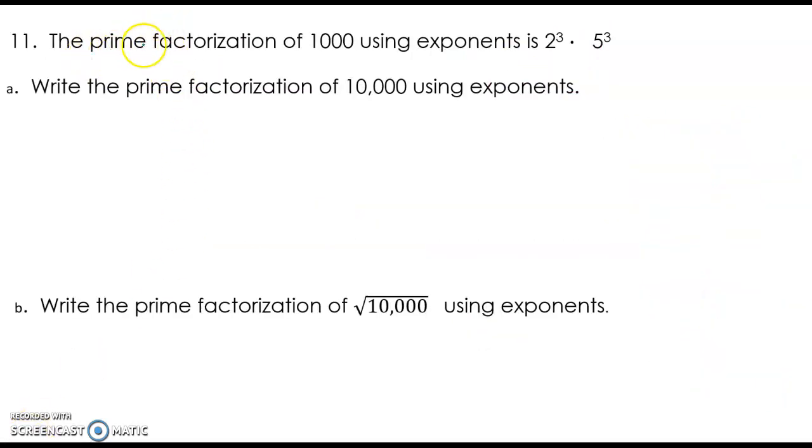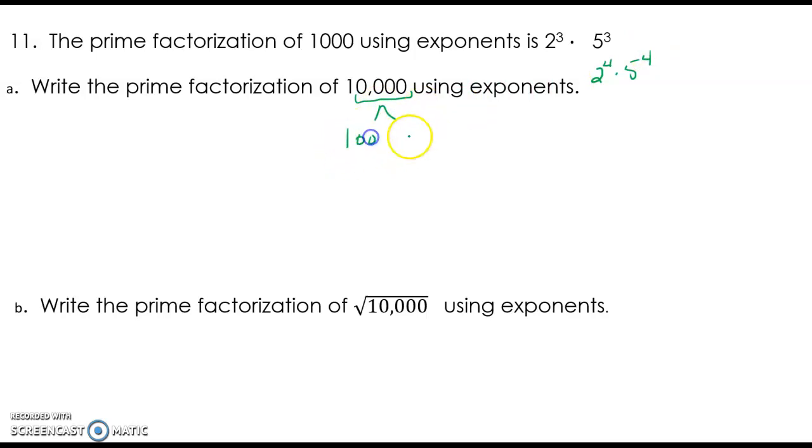Okay, speaking of, the prime factorization of 100 is 2 to the second times 5 to the second. Write the prime factorization of 10,000 using exponents. And I have a hypothesis. I think that you have as many exponents as you have zeros. So I think it's 2 to the fourth and 5 to the fourth, but we're going to do it and see if my hypothesis is correct.